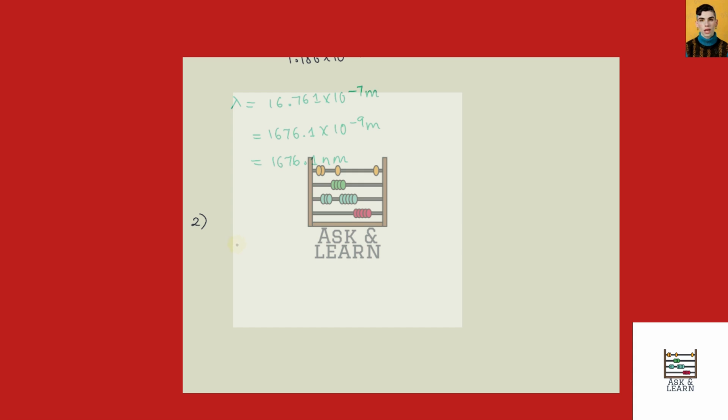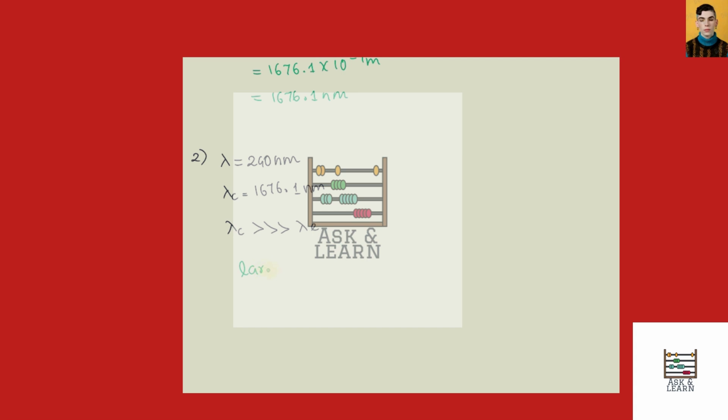In the second part of the question, we have to compare the wavelength. The wavelength corresponding to the transition given in the question is 240 nanometer, which is determined by the experimental method. We need to compare this with the calculated value, which is 1676.1 nanometer. So the calculated lambda is very much greater than the experimental lambda. So the answer to the question is that the calculated value is larger than the experimental value.